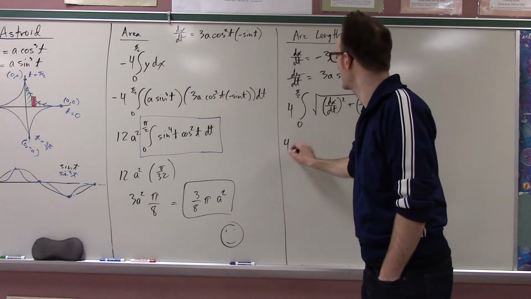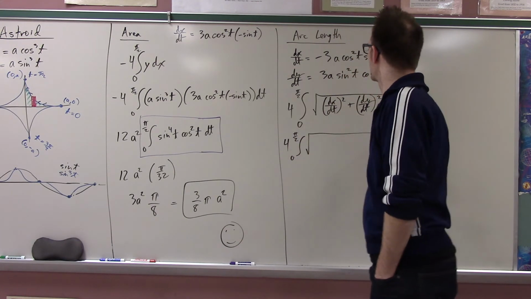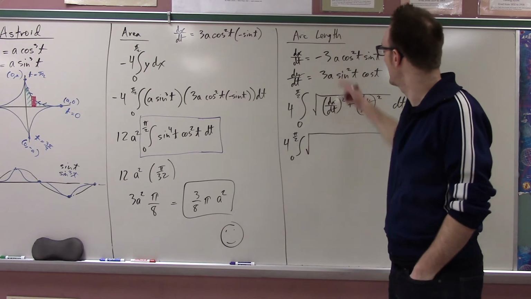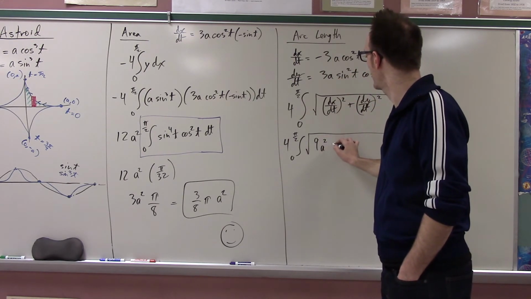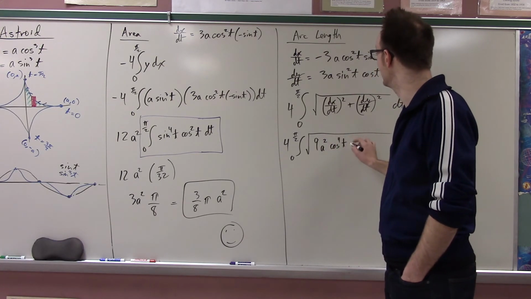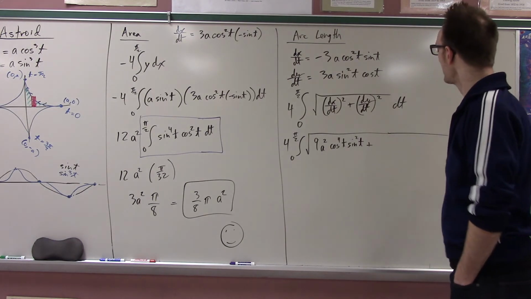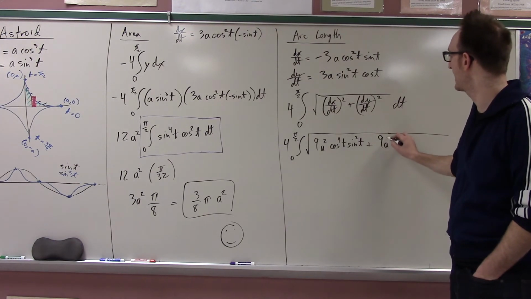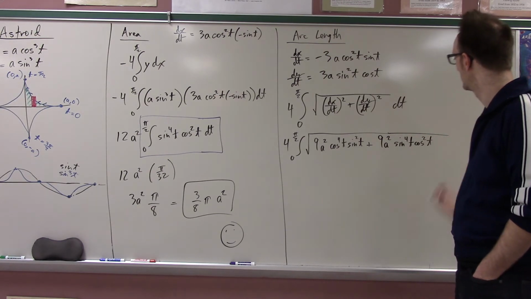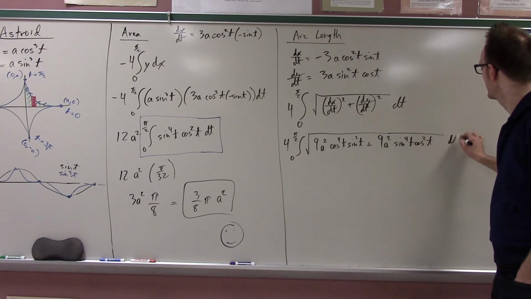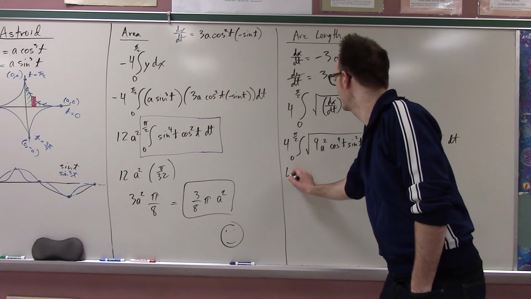Alright, so this whole thing is 4 times the integral from 0 to pi over 2 of the root. I'm squaring this now, so oh boy. So that's 9a squared cosine to the 4th t sine squared t plus 9a squared sine to the 4th t cosine squared t dt. But this is actually not as hard as it looks.